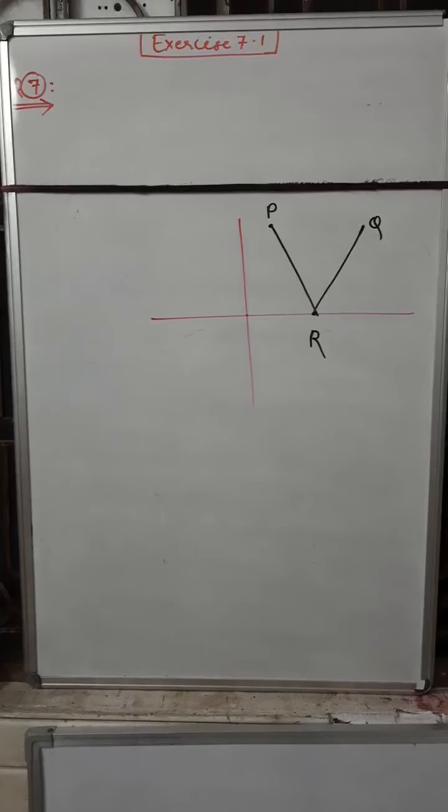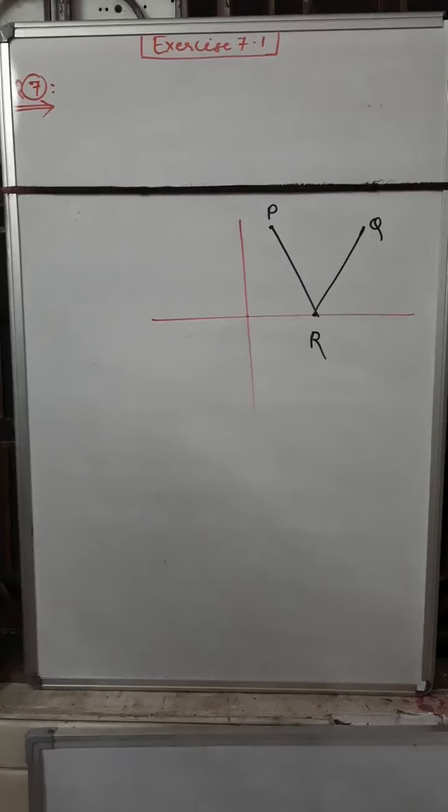Students, now we will solve question number 7 of exercise 7.1. Definitely you must read the question twice or thrice before starting the solution of any problem of a mathematics textbook. Find the points on the x-axis which is equidistant from 2 comma minus 5 and minus 2 comma 9.